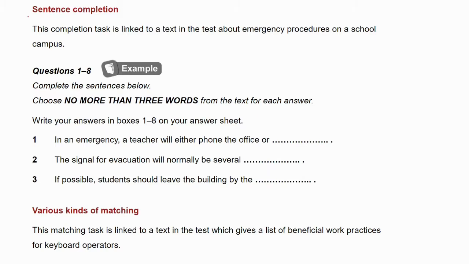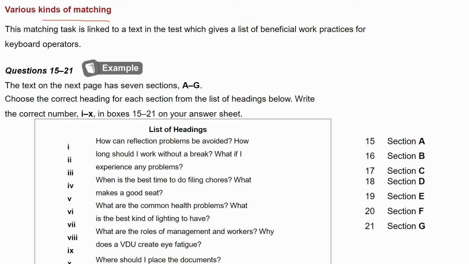This is an example of sentence completion. There are various sentences that you have to complete. This completion task is linked to a text in the test about emergency procedures on a school campus. You will be told to use no more than 3 words, or 2 words, or a number. And you can have various types of matching also. This one-to-one matching is linked to a text in the test which gives a list of beneficial work practices for keyboard operators.